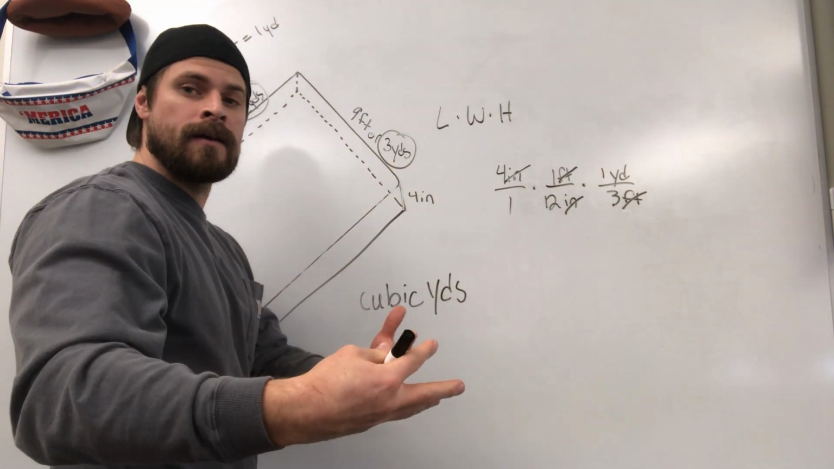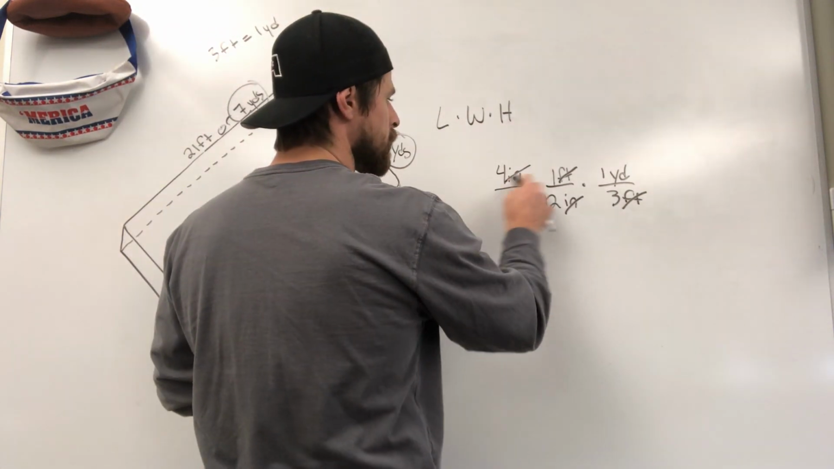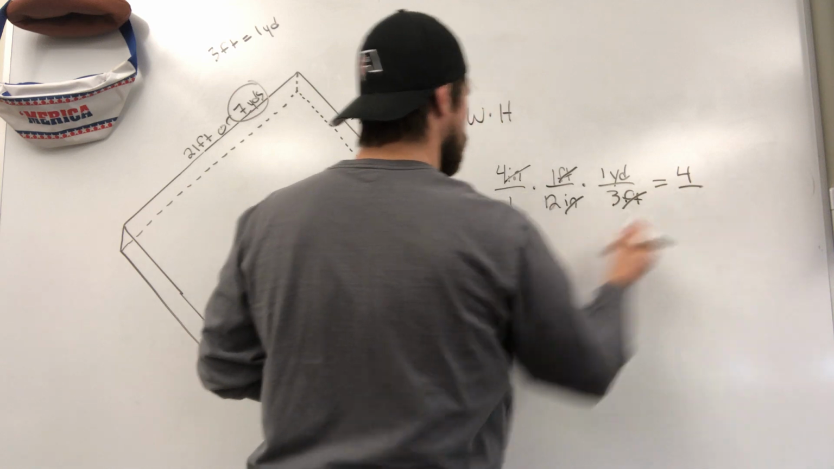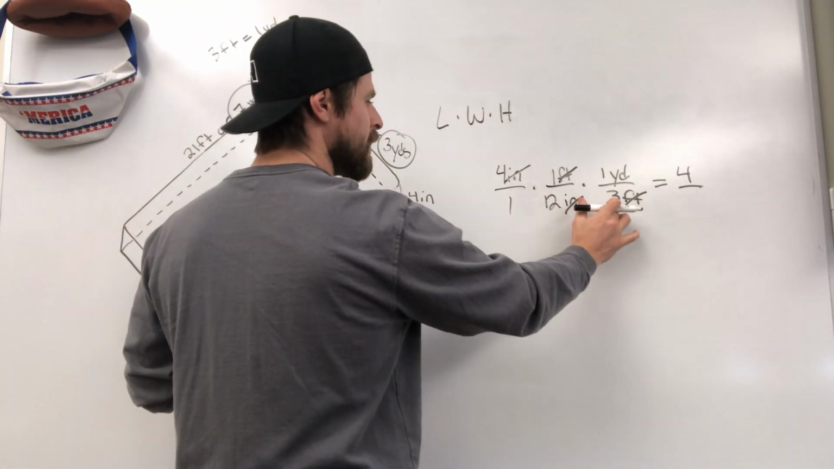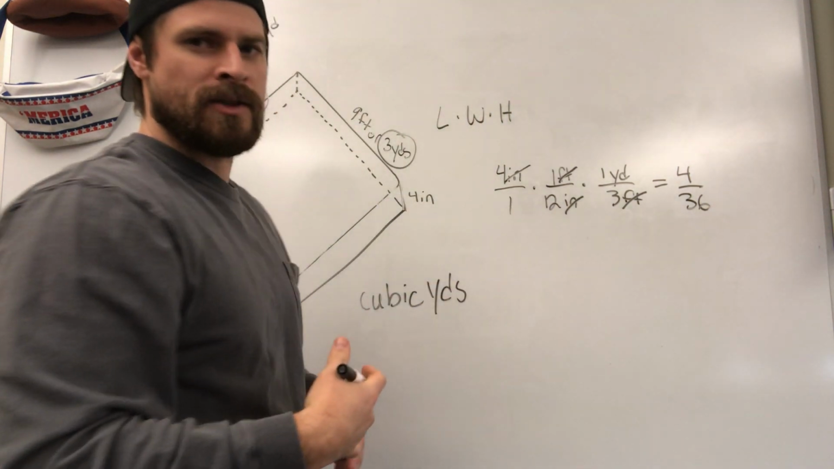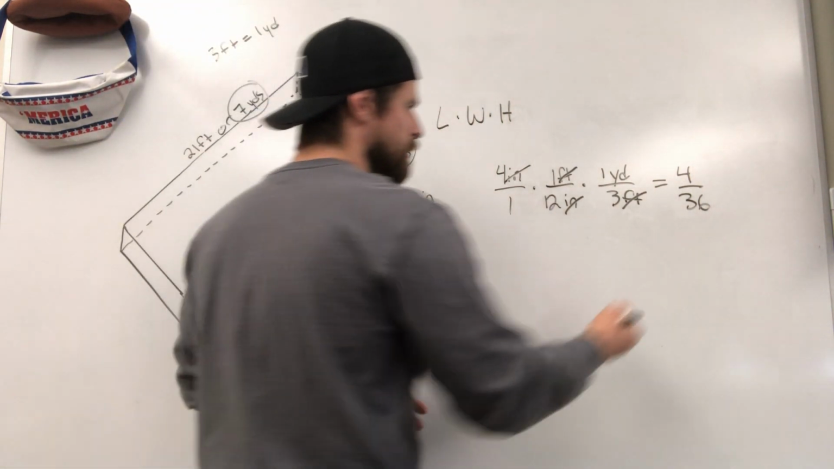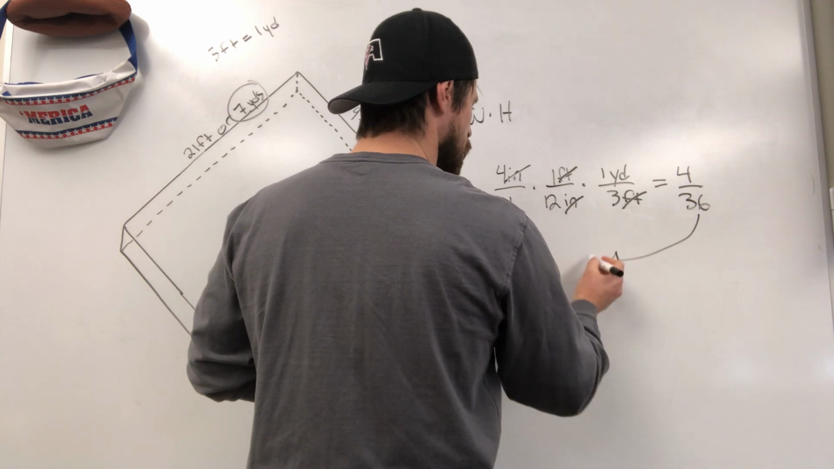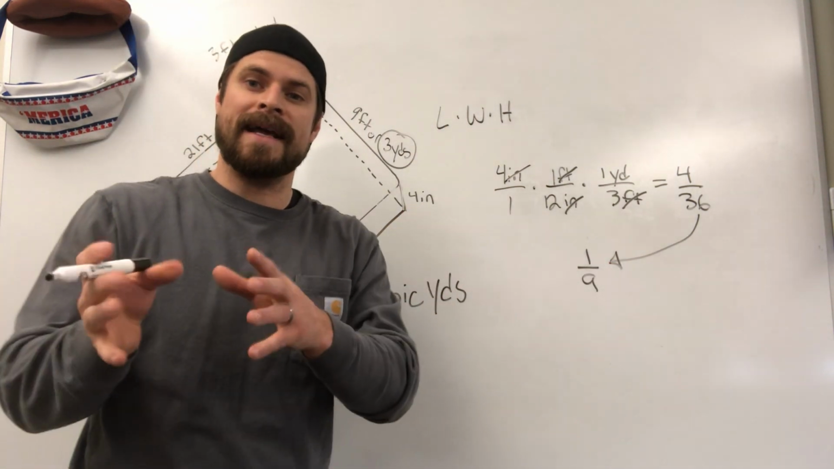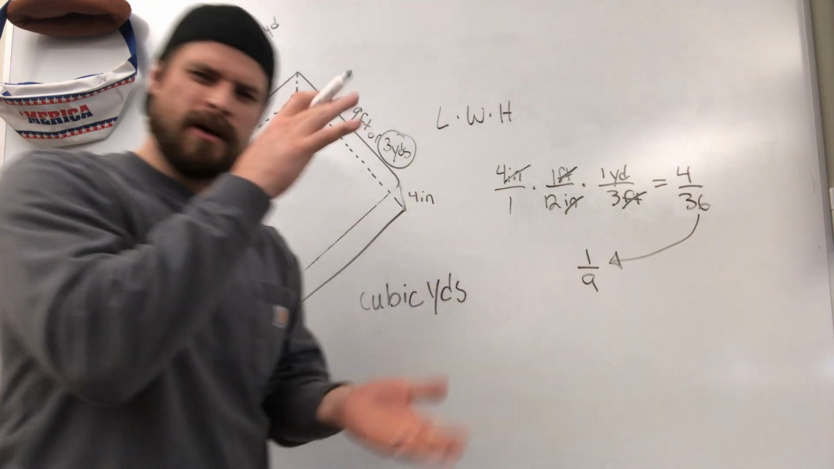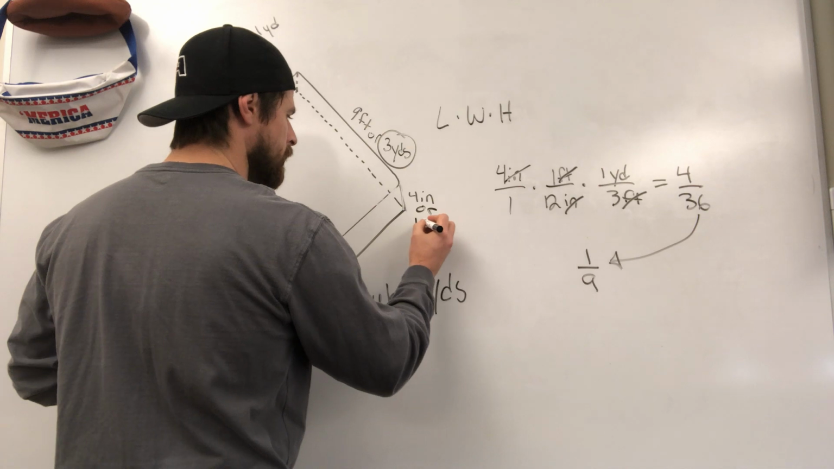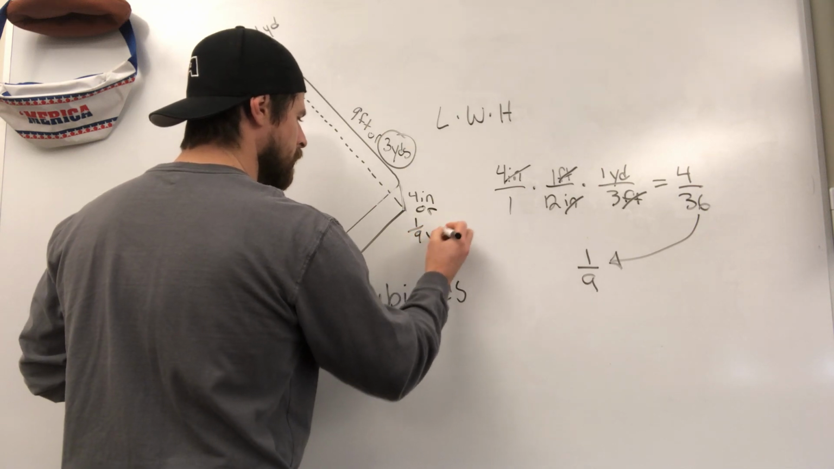4 times 1 is 4. 1 times 12 times 3 is 36. 4/36 would then simplify down to 1/9. So 4 inches is 1/9 of a yard. It's a small amount of a yard.